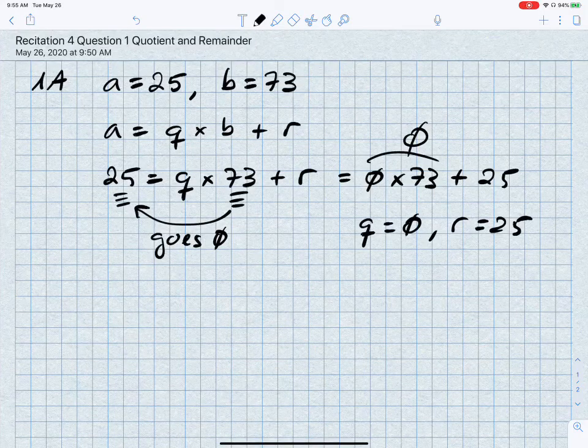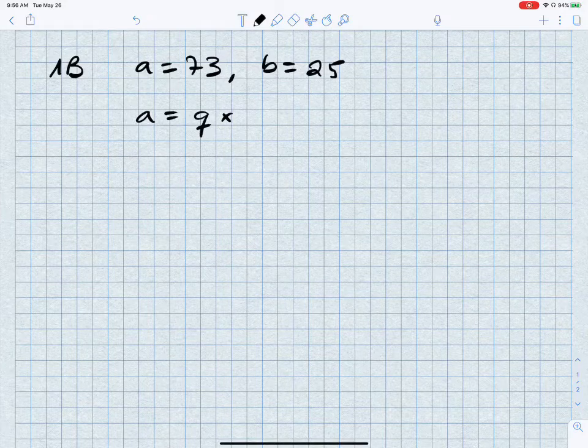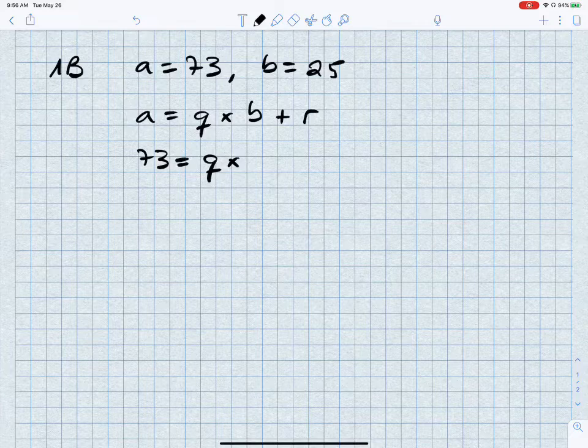All right, let's move on to 2b, or actually 1b. So for 1b, we have that a is equal to 73 and b is equal to 25. So we're following the idea that a is equal to some quotient multiplied by b plus some remainder. If we plug in the values, we get that 73 is equal to the quotient times 25 plus some remainder.